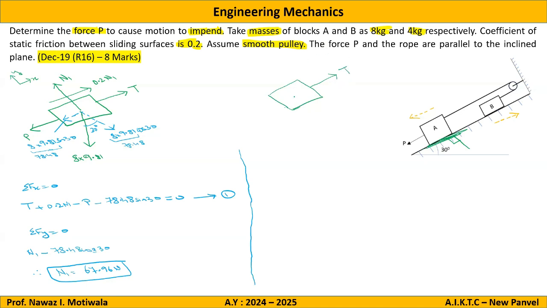Then the self weight. Self weight will be acting vertically downwards. Weight here is not given, we are given mass. So I will write 4 multiplied by 9.81, converting into newtons.